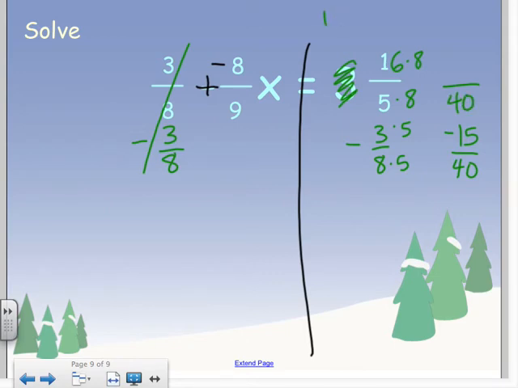So 16 times 8, do that off to the side. Not letting me, I'm just going to do it here and erase it. So 6 times 8, 48 and 80. So we got 128 over 40. So I got positive 128 and negative 15. So I'm taking away the 15. So if I take away 15, that leaves me with 113 out of 40, which equals negative 8/9 x.